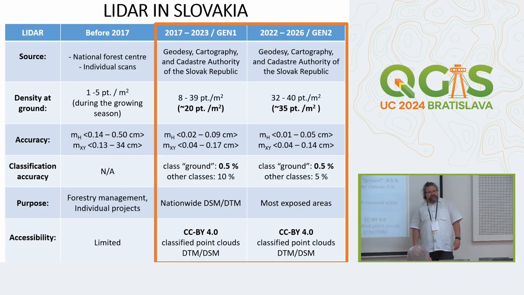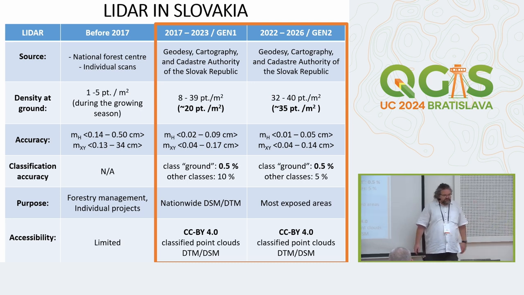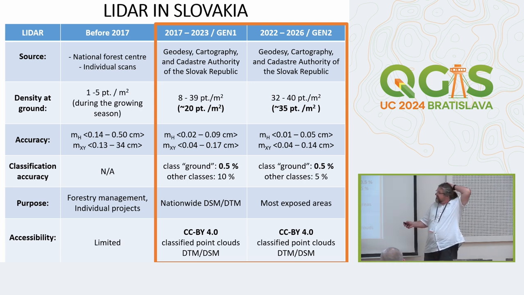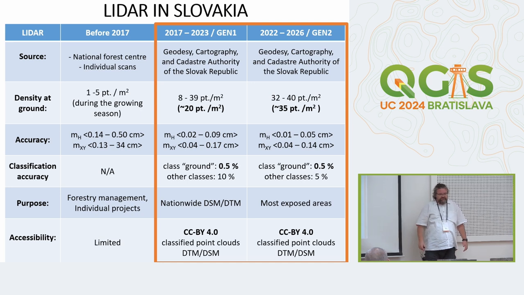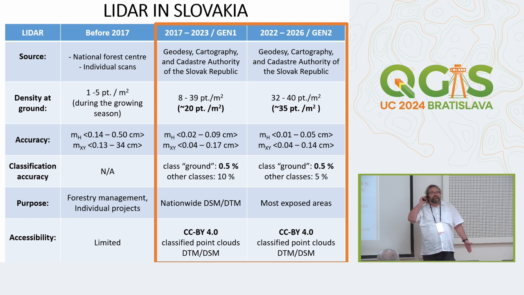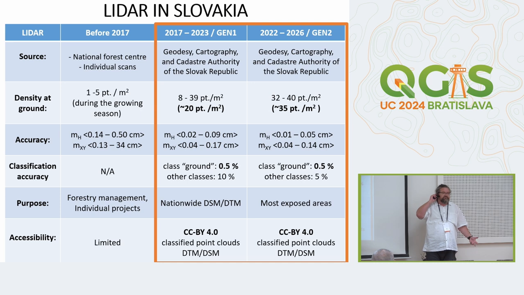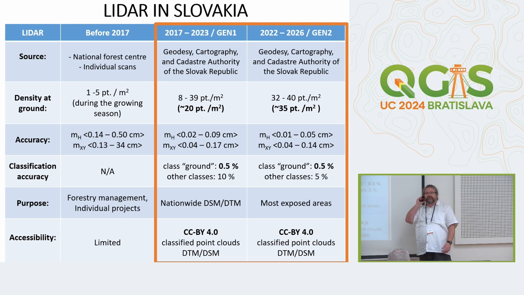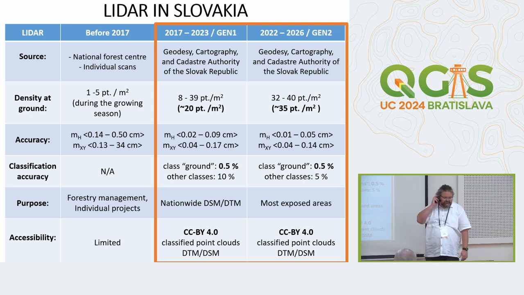So first, about the LIDAR in Slovakia, but I think that it was introduced by my colleagues. We have really nice density of the LIDAR in Slovakia. It is something between 8 and 40 points per square meter. Usually it is around 20 points per square meter. The accuracy is also really nice, and what I really like is that the LIDAR also has the classification, mainly for the ground, but almost every part of the Slovak LIDAR also has it for the non-ground features. And what is also really nice from our state authority is that those data are completely free in a raw form, like the point cloud, but also like a digital elevation model.